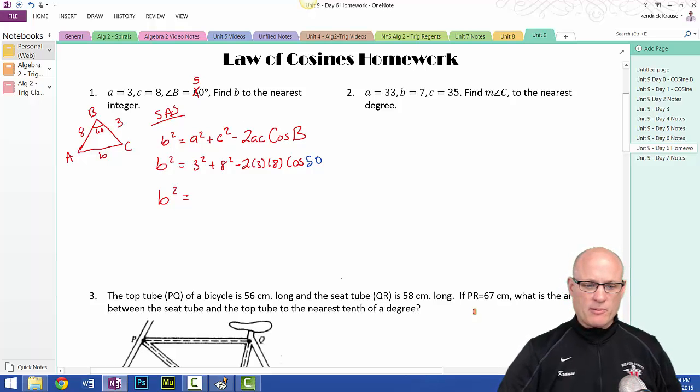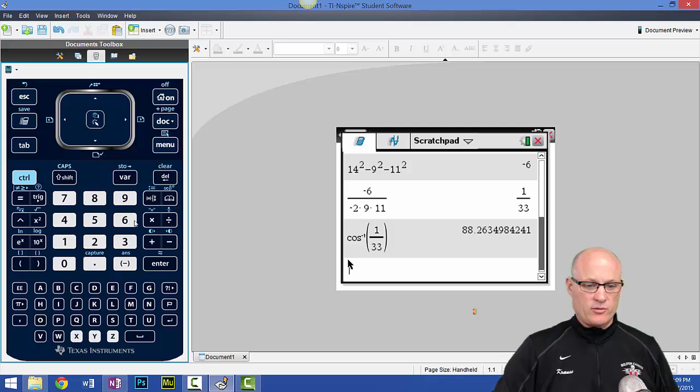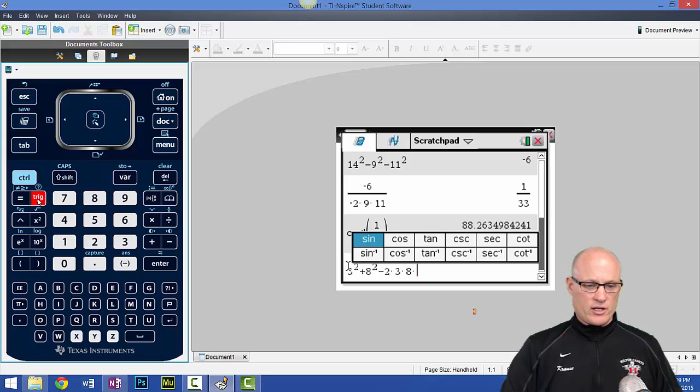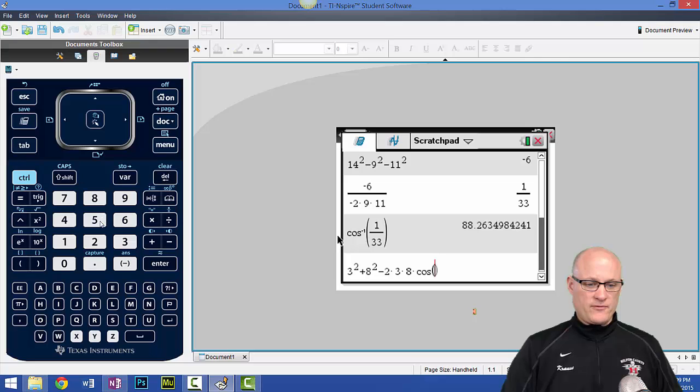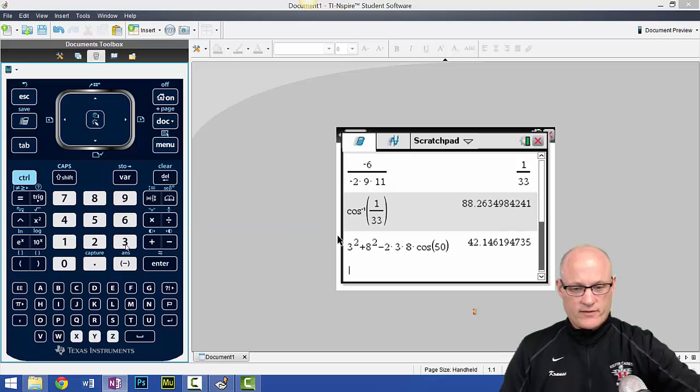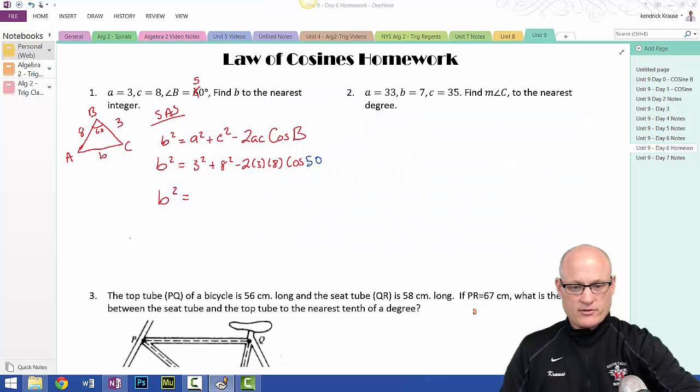Printing it out right now. Maybe you can hear my printer going. It's not going to be nice. We have to type this into our calculator. We're going to do 3 squared plus 8 squared minus 2 times 3 times 8 times the cosine of 50 degrees. And we get 42.14, so that's what I have. I've verified that what I have is correct.